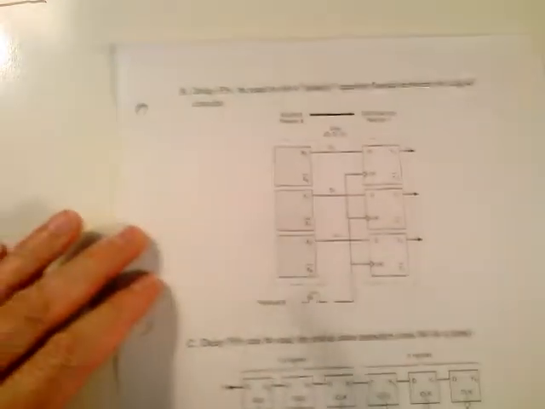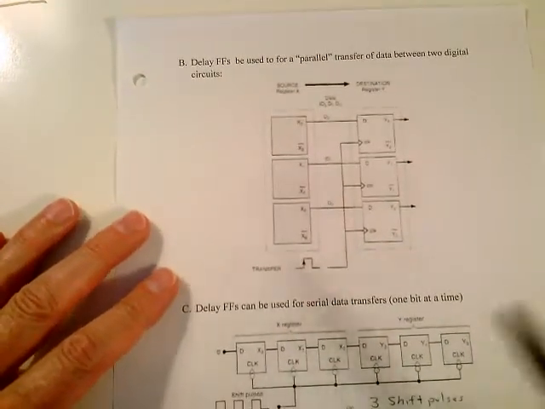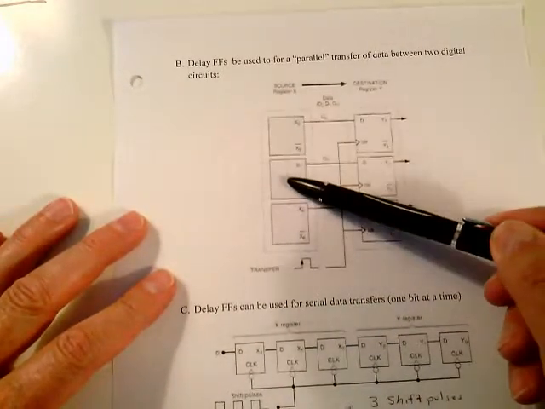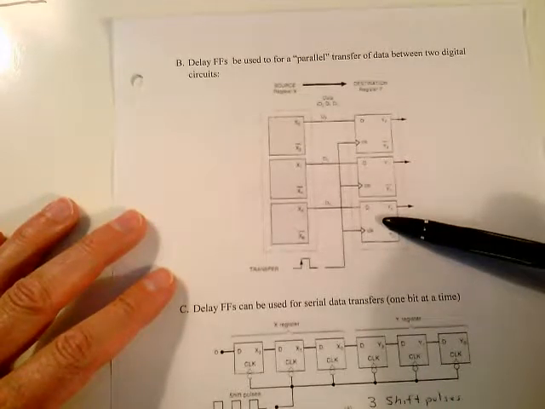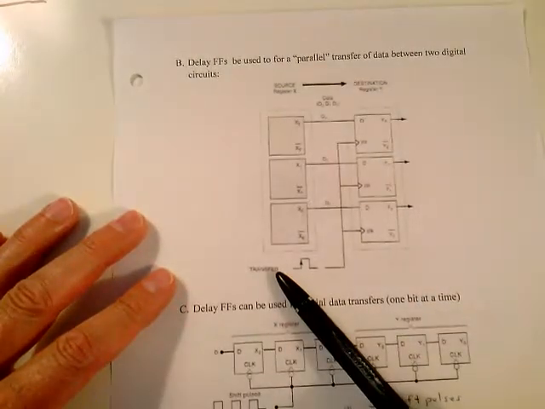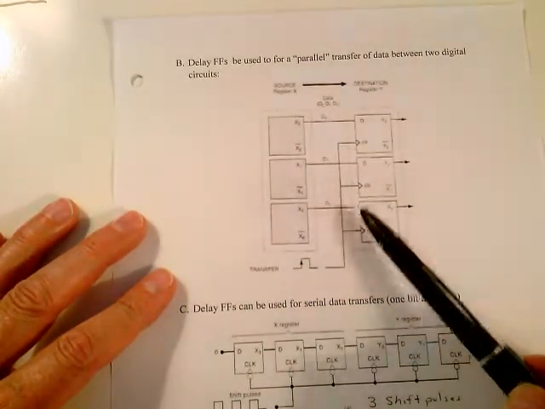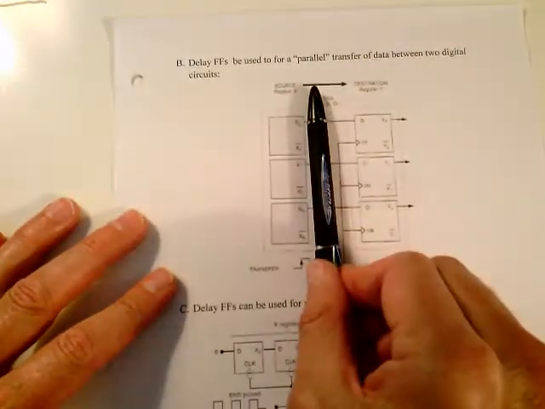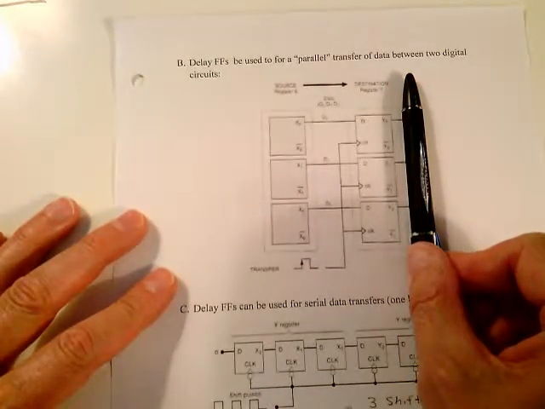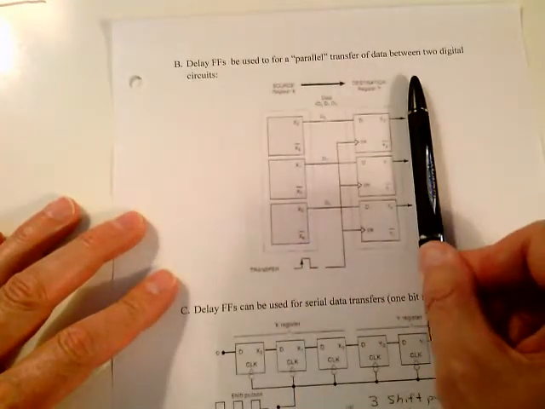On page 167, you can see delay flip-flops used for parallel transfer of data between two digital circuits. I only use 3 bits here, but here's register X, 3 bits. And here's register Y, 3 bits. See how you tie the clocks together? When the transfer pulse comes, positive edge triggered, these are positive edge triggered D flip-flops, you know how to read that. This is nothing more than the clock. When that positive edge comes, it takes this data here and puts it into that register Y. It takes from register X on the transfer, and it transfers 3-bit output to register Y.